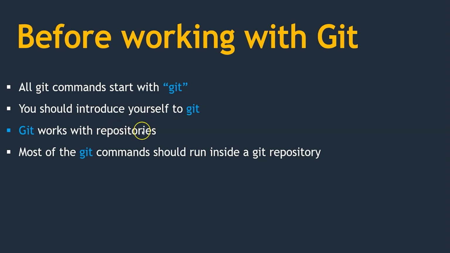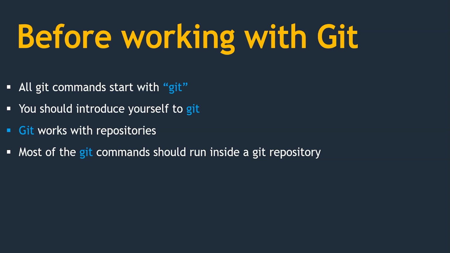Next, Git works with repositories. Whenever we want to work with Git, we should create repositories. Without repositories, we cannot track our changes. Next, most of the Git commands should run inside a Git repository. A few commands may work without a Git repository, like git config commands, but most of the commands you should run inside a Git repository. So these are the points you should remember while working with Git.